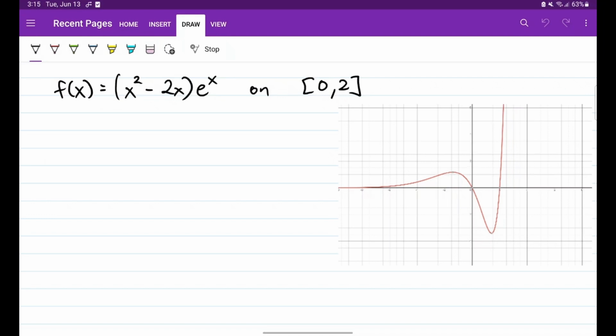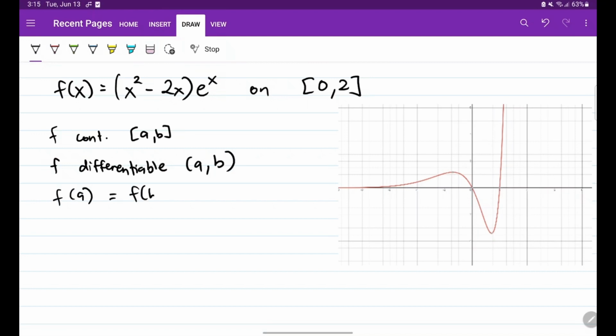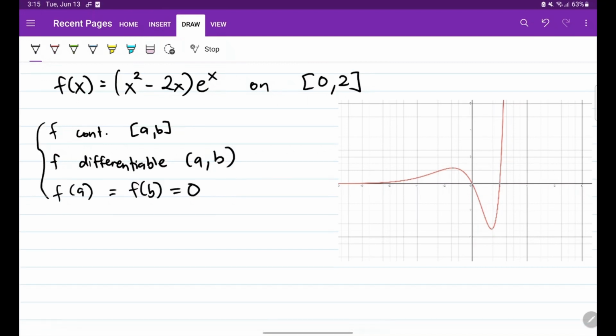Okay, so welcome back. In this video, we will be solving an example for Rolle's theorem. Just a recap: Rolle's theorem says that if we have a function f of x, then f should be continuous on the closed interval a comma b, and f should be differentiable on the open interval a comma b. And we should also verify that f of a equals f of b is equal to 0. We need to satisfy all three of those conditions.